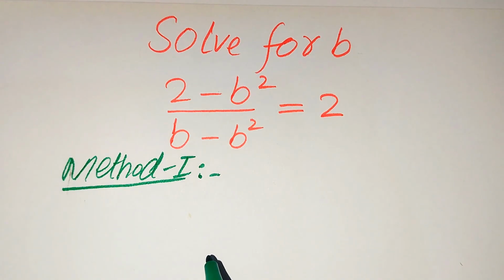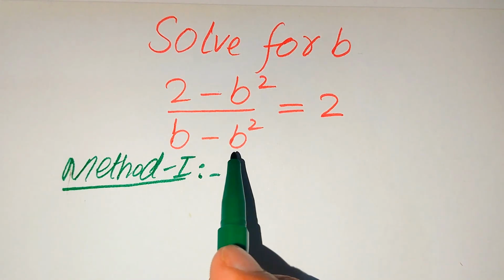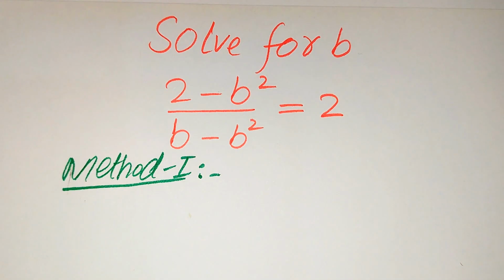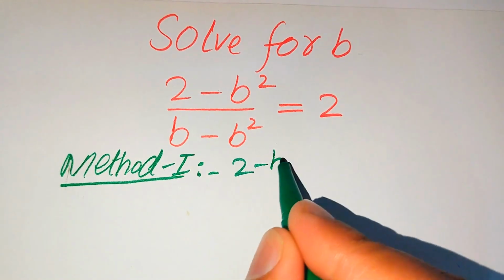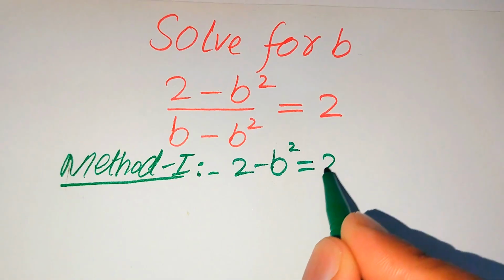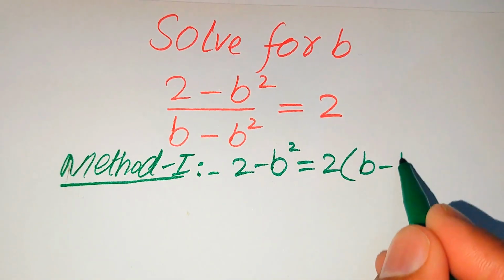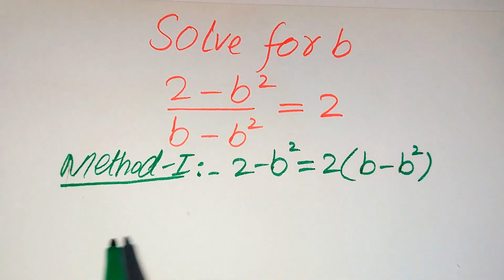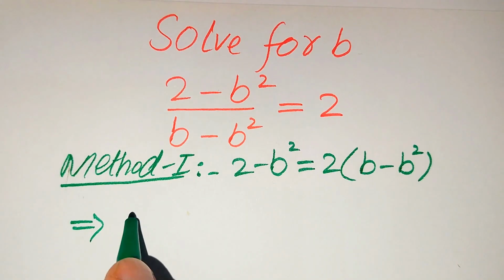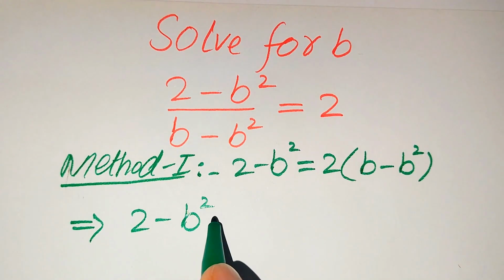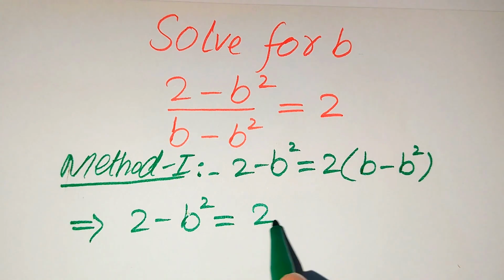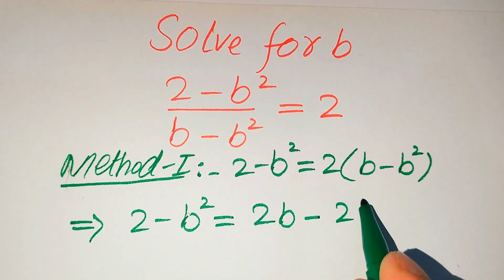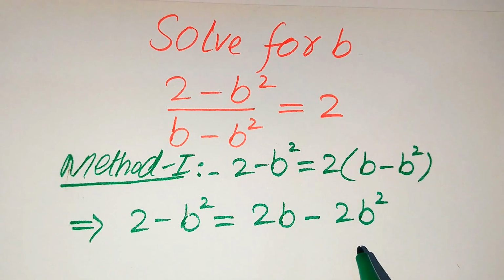And here in the first method, we move b − b² to the right hand side. So when we move this value to the right hand side, it will be written as 2 − b² is equal to 2 times (b − b²). And now in the next step we multiply 2 separately on both of these two values, and it becomes 2b − 2b².